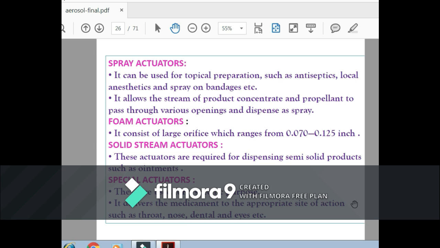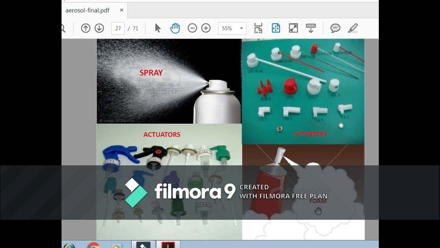So they have a long tube at the orifice. So at a particular space or your particular organ like your teeth or inside the nose or inside the throat, you can deliver your product. So they are called specific types of actuators. See, these are the different spray patterns that can be obtained by using your actuators. See, these are the tubes for delivering at the specific site of your drug.